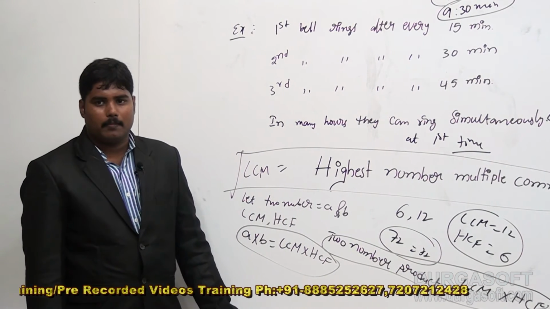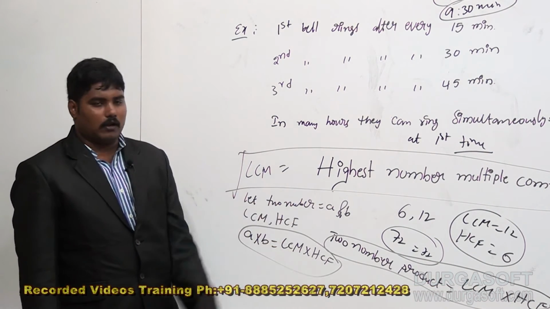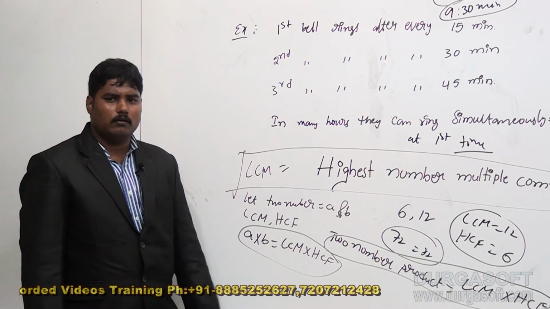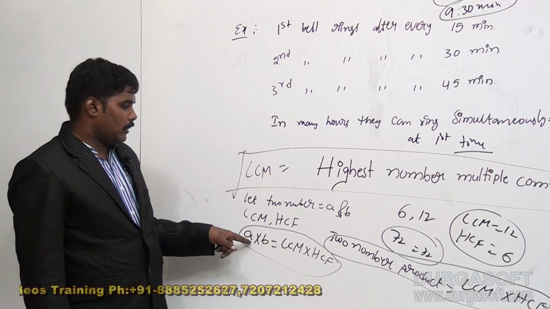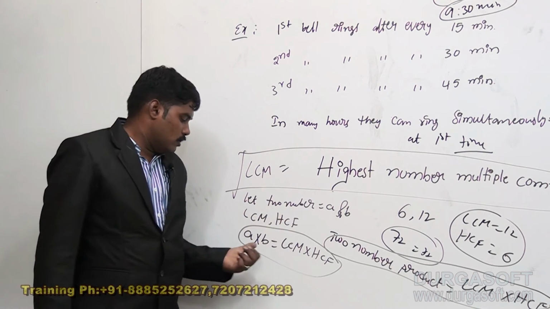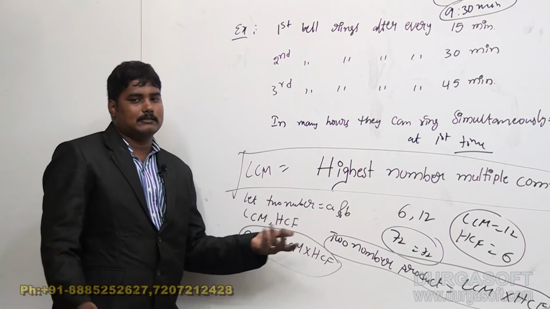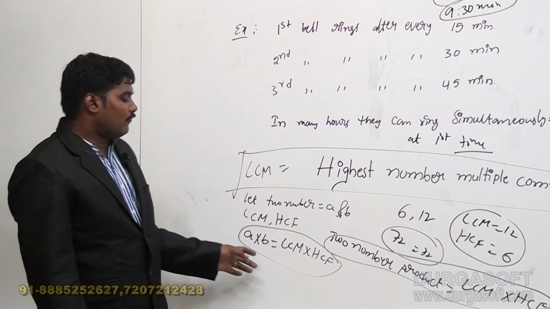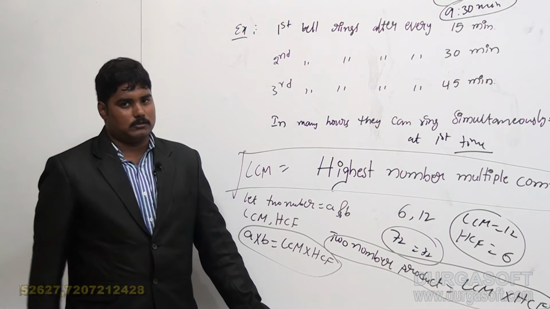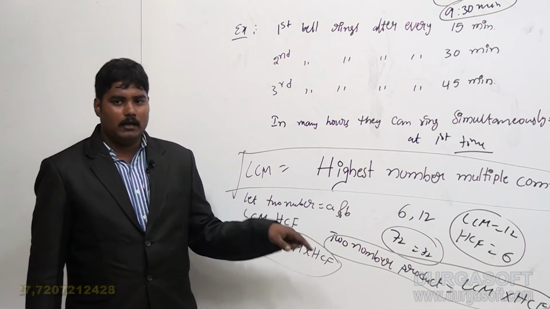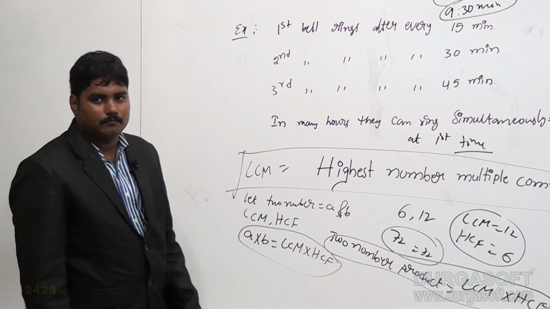When you have the LCM and the two numbers, you can get the HCF by applying this formula. For example, A into B is equal to 72, and if the LCM is 12, what is the HCF? 72 by 12, same example: 6 and 12. 6 into 12 is 72, LCM is 12, then HCF is 6. The product of two numbers is equal to LCM into HCF of the two numbers. That is the conclusion here for LCM and HCF.